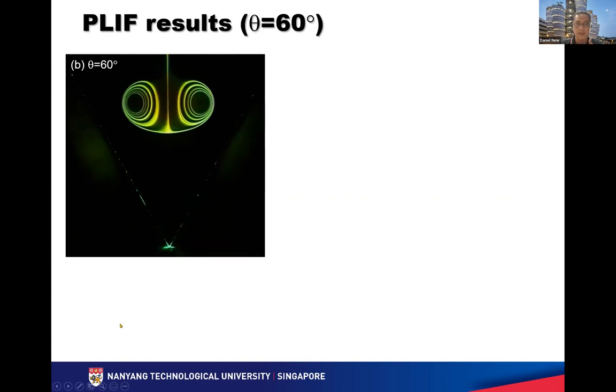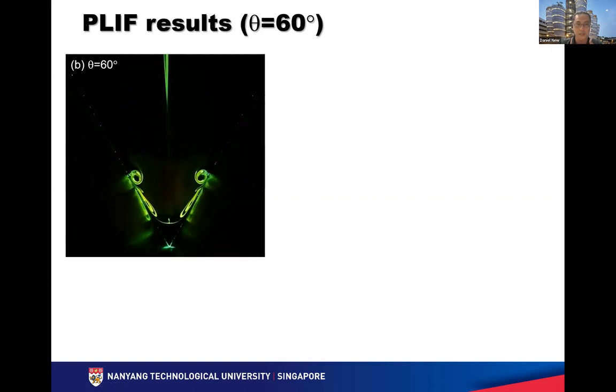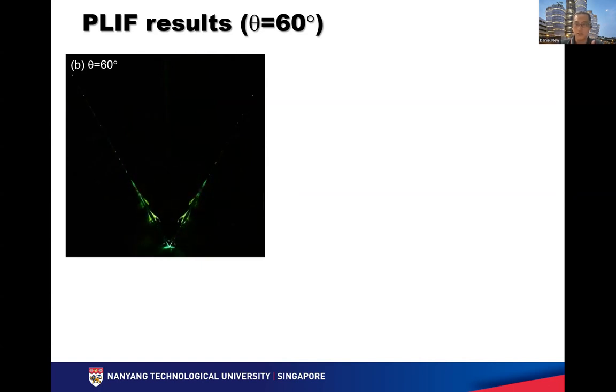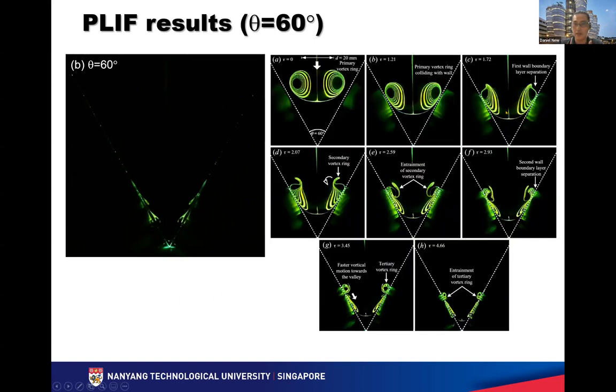Perhaps I'll just play it back again. So you can see the primary vortex rings, the secondary vortex rings, the tertiary vortex ring. Even though we can see them forming, they literally just disappear from the visualization plane very, very fast, as you can see from the frame captures from the videos.